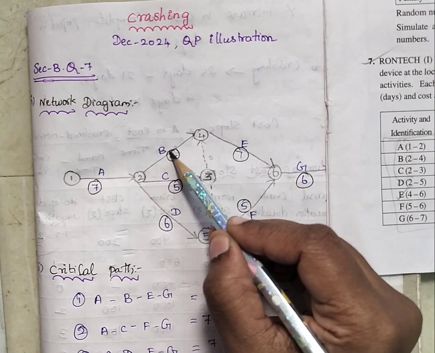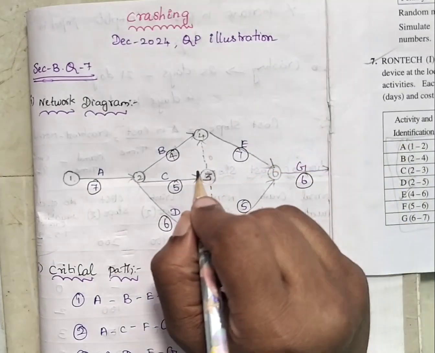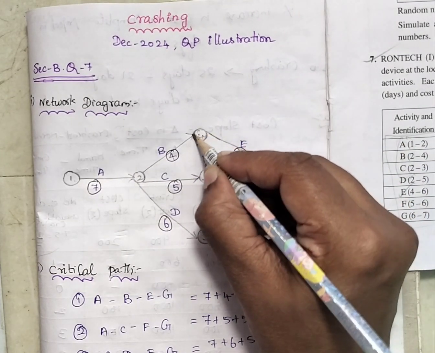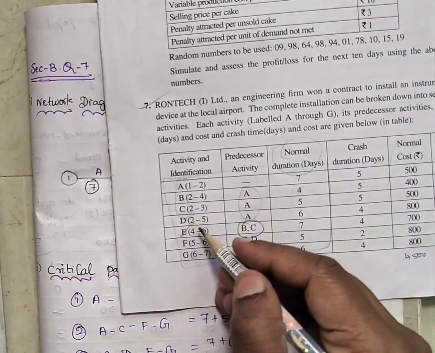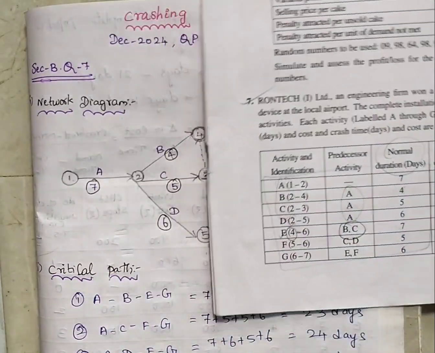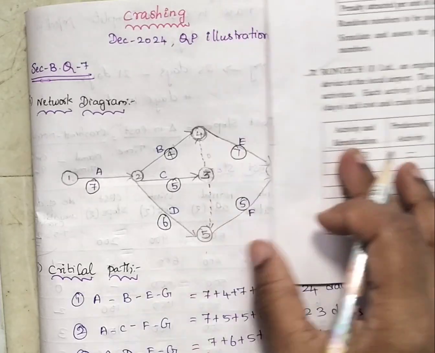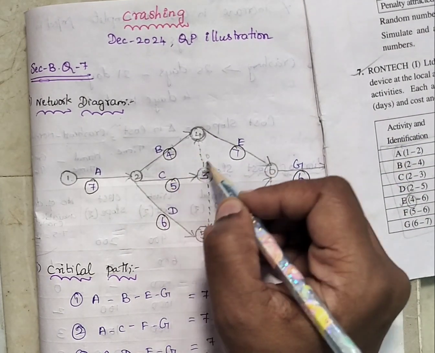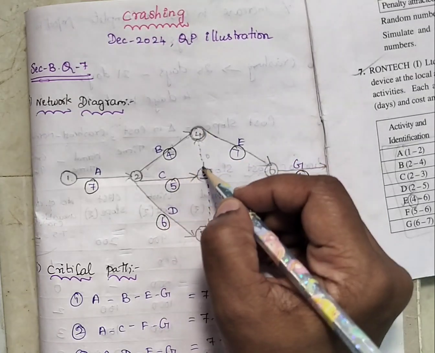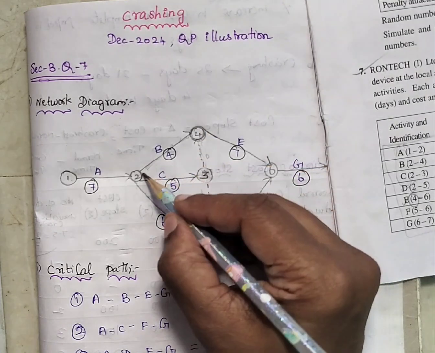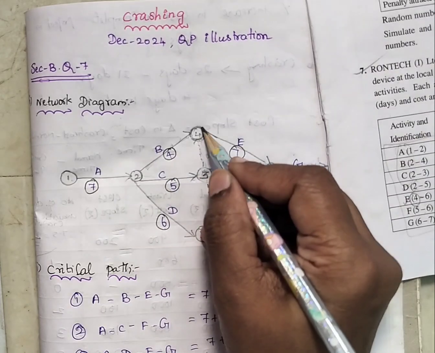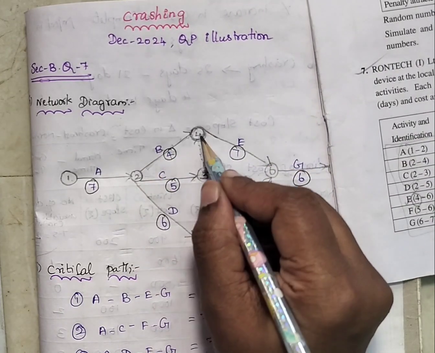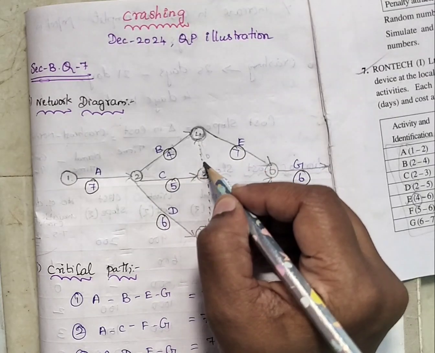This is E, and the starting node of E is 4, going from 4 to 6. Its precedence is B and C. This is B, this is C, so they have to join. For that we made one dummy line. So B plus C lead to the starting point of E, and C is joining through this dummy.